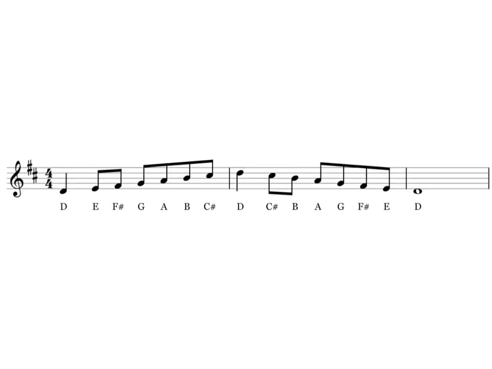Let's look at another major scale here. We call this one, of course, the D major scale because it starts on D, goes up the alphabet, up to the next D, string 2, and then back down to the D on string 4.